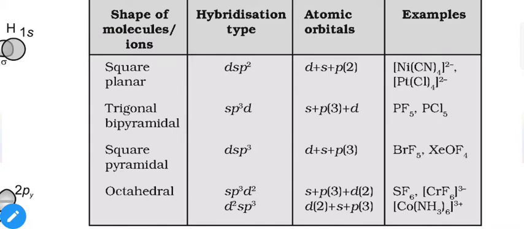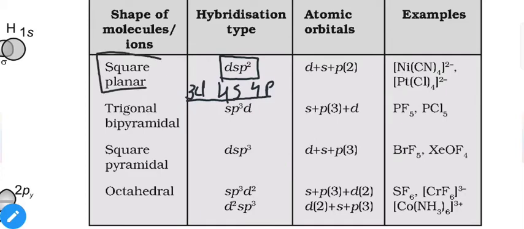So let us observe this. Here we have dsp2 hybridization. That means the d orbital is mentioned first. It represents the 3d orbital. Then the s orbital, that means next it will be 4s, and then 4p. So this represents that 3d, 4s and 4p orbitals will be used in this type of hybridization, and the shape of the molecule will be square planar.